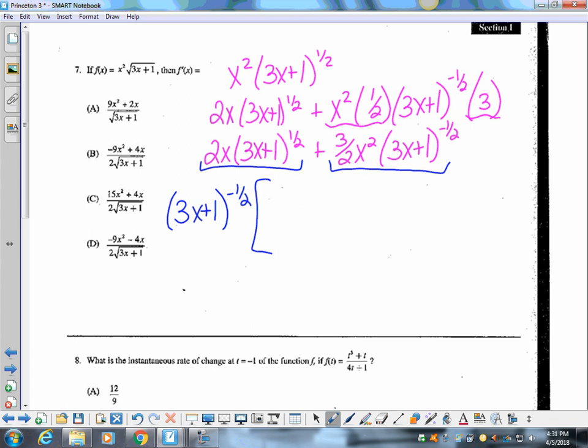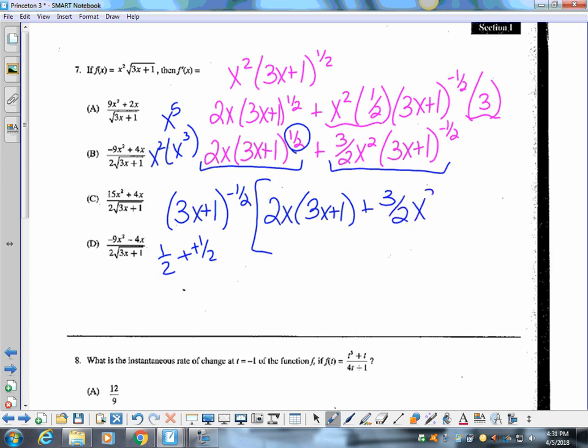Okay, when you GCF, it's like subtracting powers. Like if I have an x to the 5th and I take an x squared out, it leaves me with an x to the 3rd. So I'm subtracting. So I'm going to be left with a 2x. And then I've got my 3x plus 1. Now to figure out its power, I need to do 1/2 minus what I took out, a negative 1/2, which is a 1, which is wonderful. And then this is 3 over 2x squared, and then this was a 3x plus 1 to the negative 1/2, and that's what I took out, so I don't have anything left.